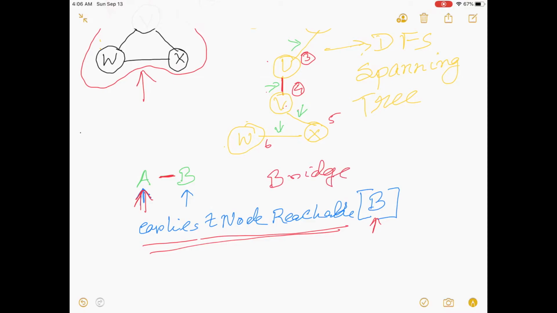And it will be a bridge if the discovery time of the earliest node reachable from B is greater than the discovery time of A. So this means the earliest node that is reachable from B was discovered after we have discovered A. So if we remove the edge between A and B, there is no way the subgraph rooted at B can connect to the rest of the graph, because the rest of the graph has A and all the nodes discovered before A.